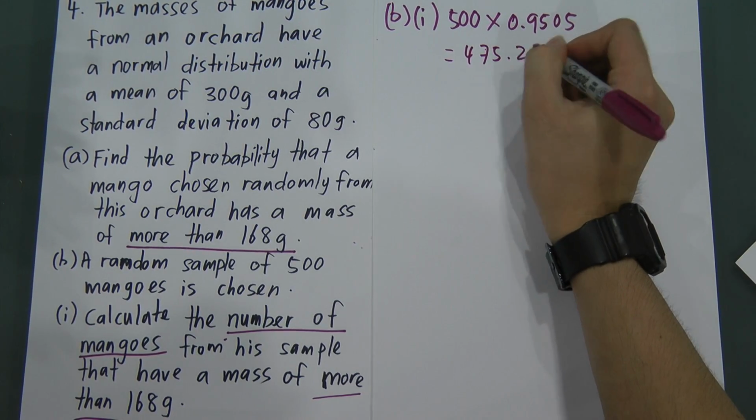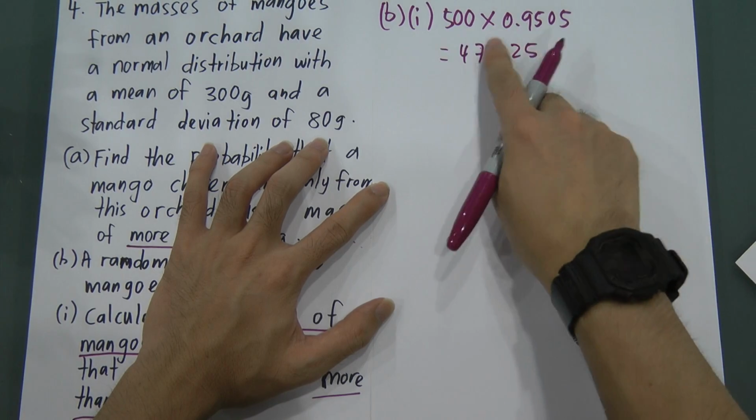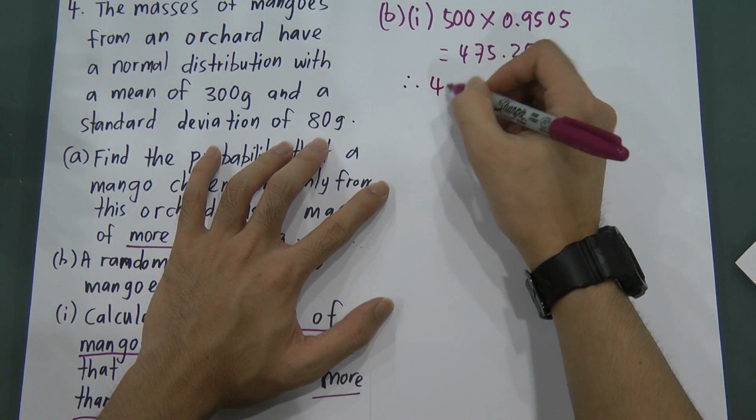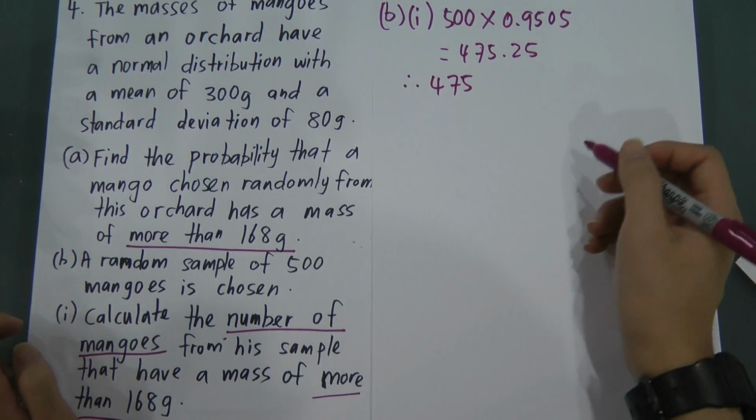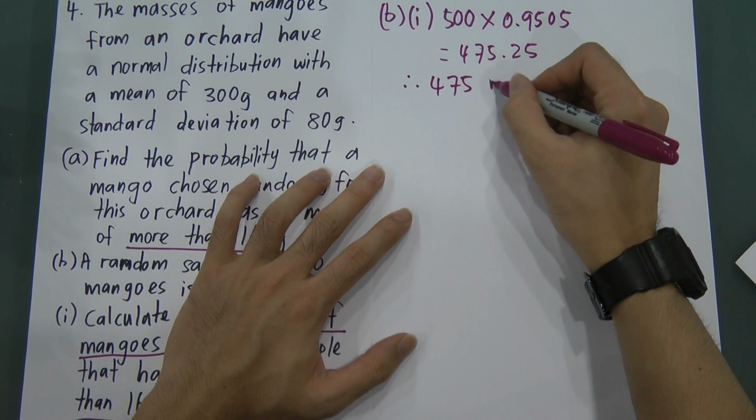You get 475.25. Okay, for this one, you can roughly write the closest number, which is 475. Okay, so we have 475 mangoes with a mass more than 168 grams. So maybe you can write mangoes here.